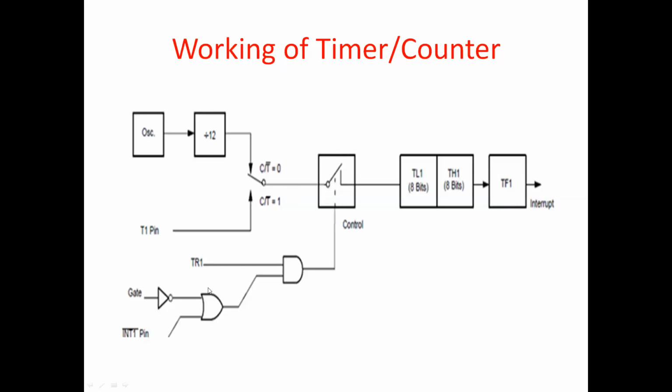So that is the basic operation of the timer. What all these other representations mean, we will see after seeing the registers associated with it. But the basic operation is that there are two registers, clock pulses are applied, and for every clock pulse it increments. Once the registers overflow, the TF bit will be set. That is the working of a general timer or counter module.